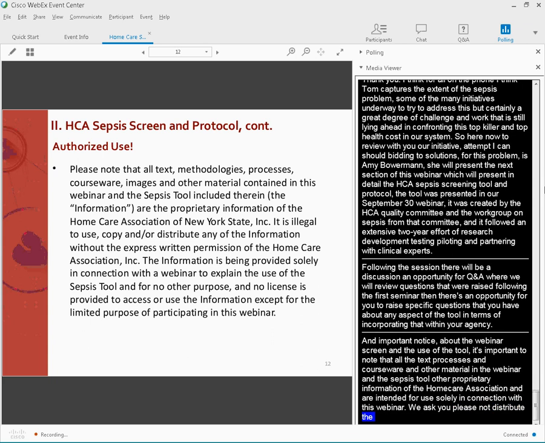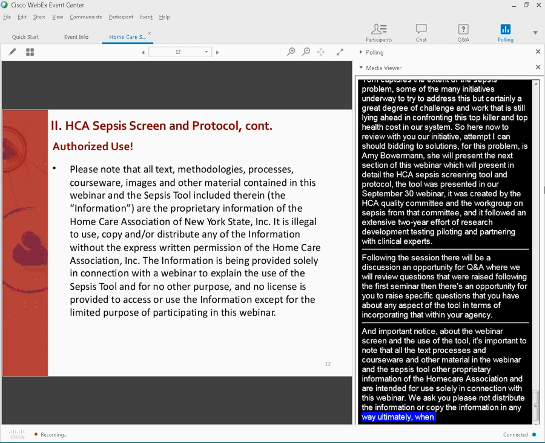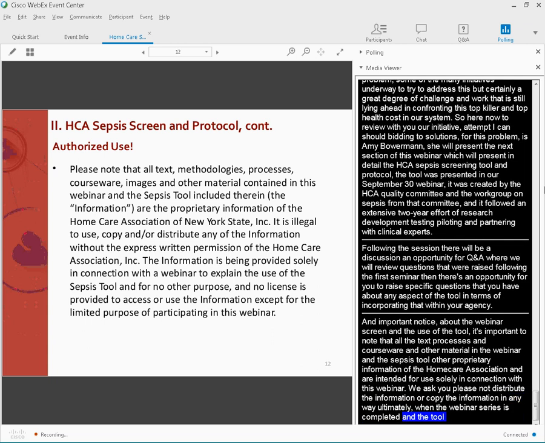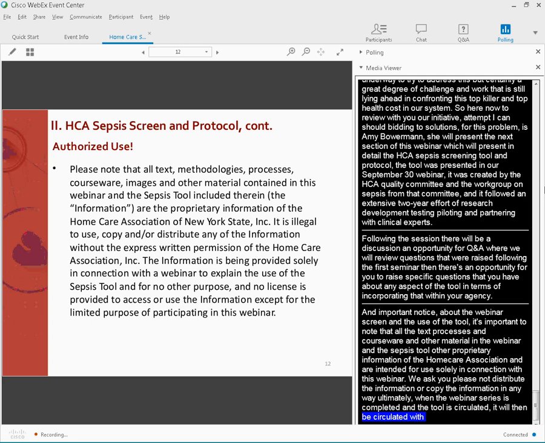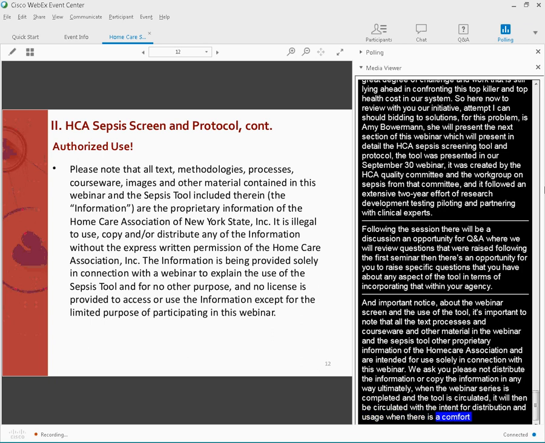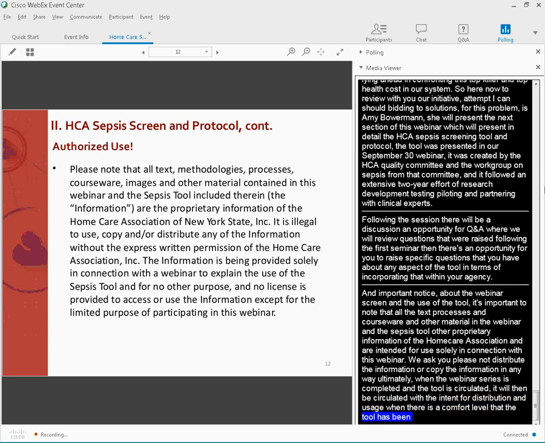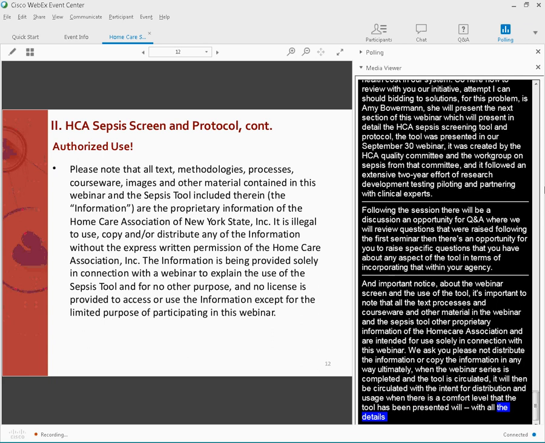Ultimately, when the webinar series is completed and the tool is circulated, it will be circulated with the intent clearly for distribution and use when there is a comfort level that the tool has been presented with all the details that are necessary for it to be properly and effectively implemented within your agencies.